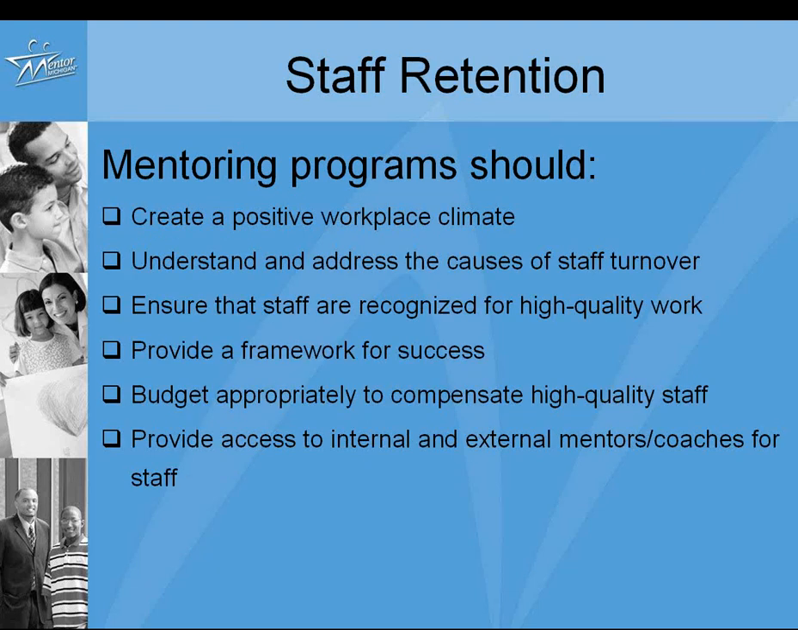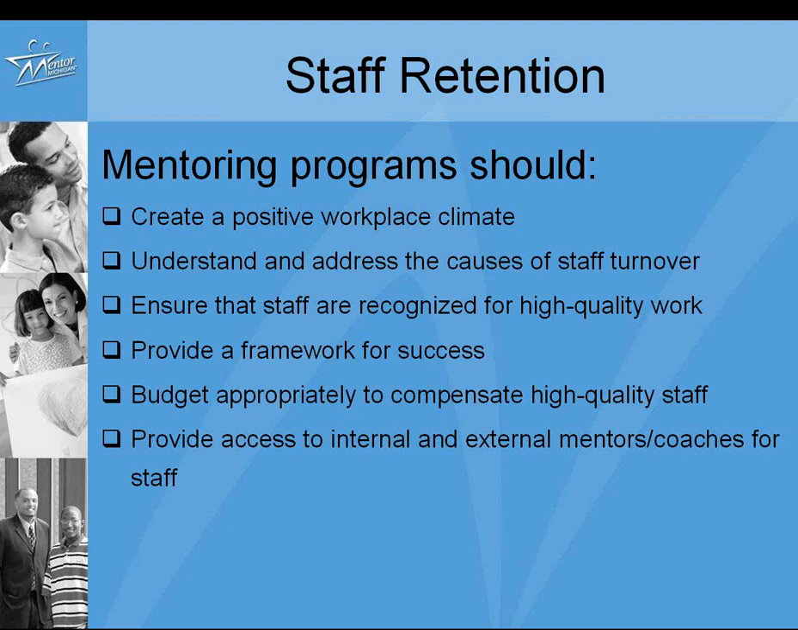And now here's your checklist on ways to focus on staff retention. So mentoring programs should do the following things. Create a positive workplace climate that includes opportunities for managerial and peer support. Understand and address the causes of staff turnover, so don't ignore it. Figure out what's happening. Ensure that staff are recognized for high-quality work. Everybody needs a little praise now and then. Provide a framework for success, giving staff opportunities to achieve, demonstrate competence, and experience growth.